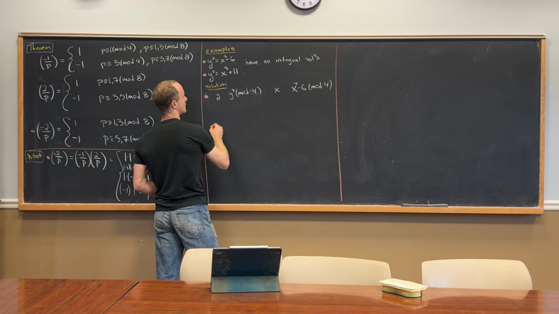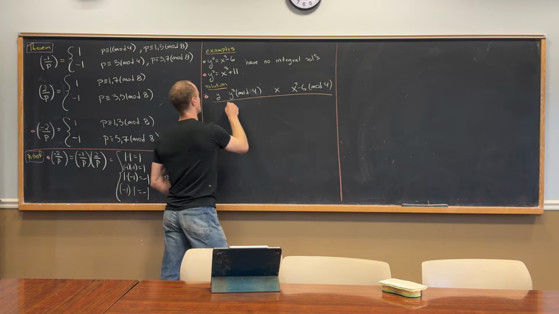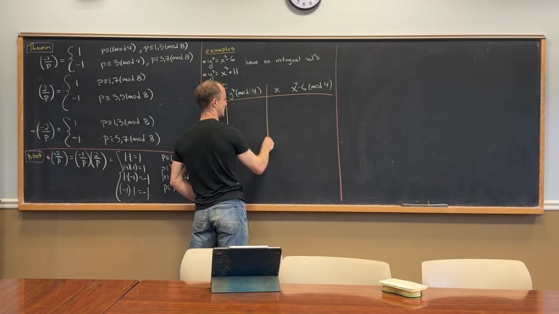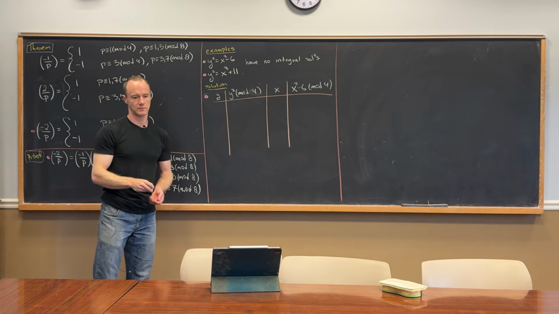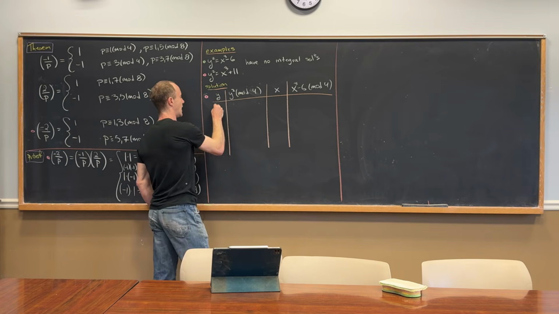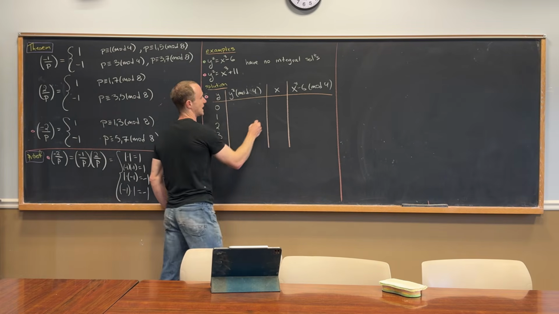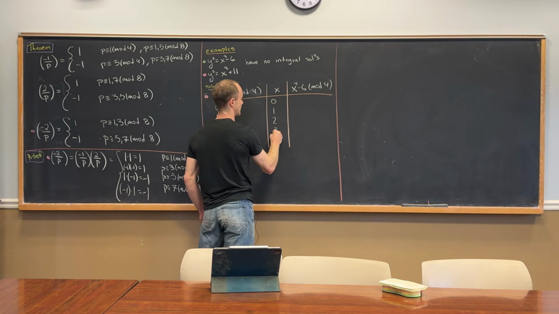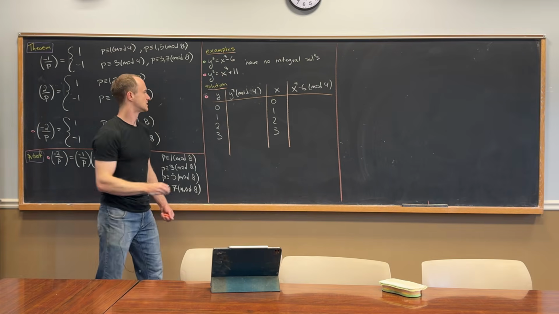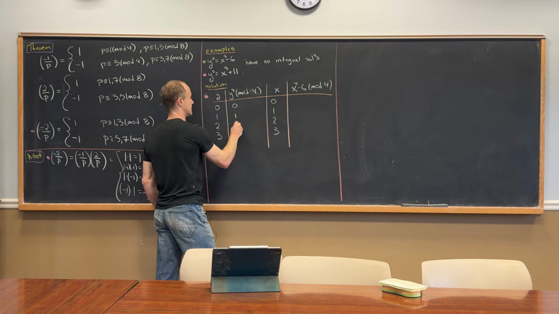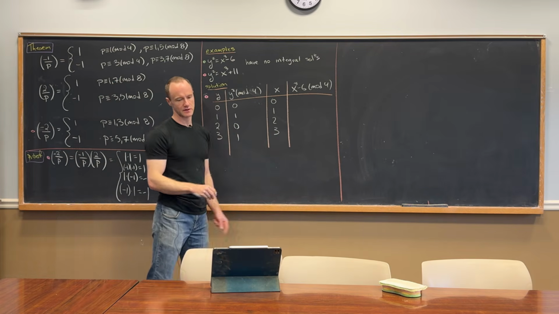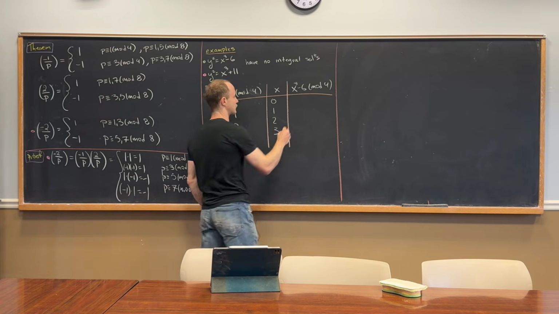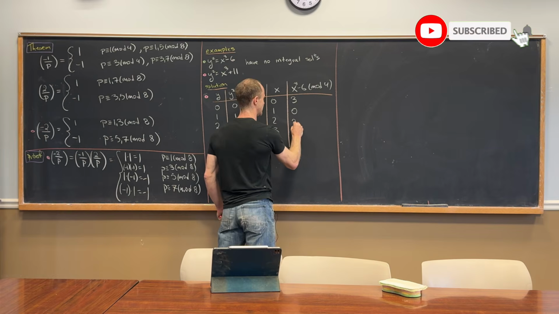Why mod 4? Just because, by experimentation, that helps. Okay, so let's see. Y can be 0, 1, 2, or 3. X can be 0, 1, 2, or 3, right? So that makes y squared 0, 1, 0, 1, right? And then I'll let you do this calculation. It's not that much. It's 3, 0, 3, 2.